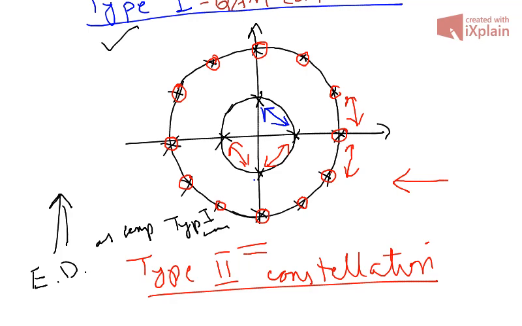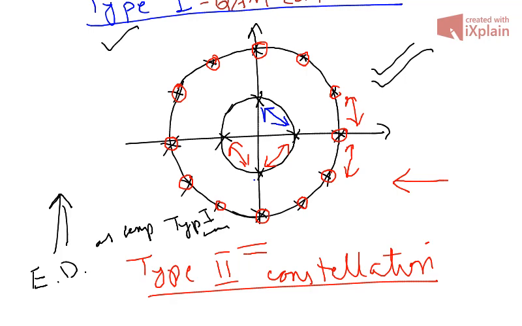it has more immunity against noise, against white noise. So it is better for transmission, better for communication. So this was proved to be better than the type 1 QAM constellation.